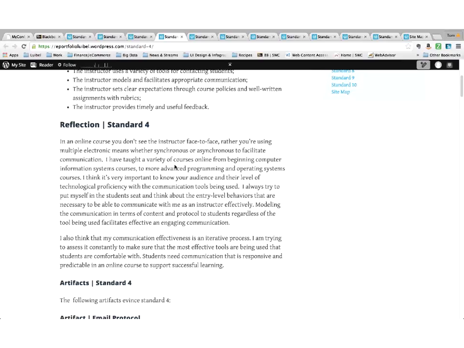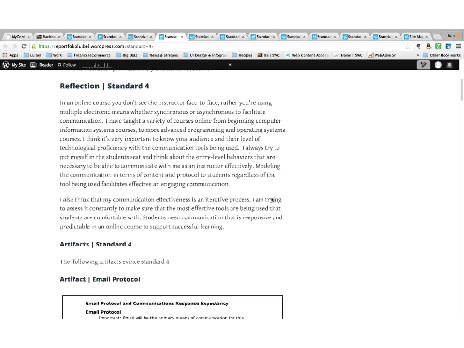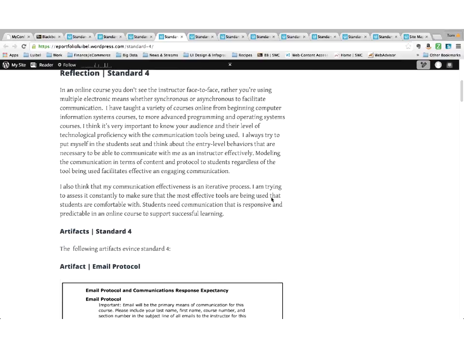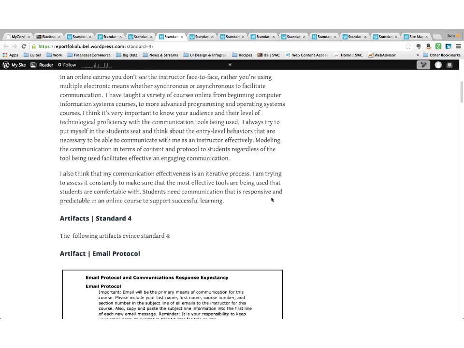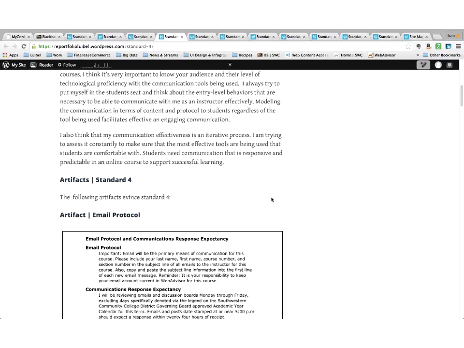In an online course, you don't typically see the instructor face-to-face, so you're using multiple electronic means, whether synchronous or asynchronous, to facilitate communication. I've taught a variety of courses online, from beginning computer information systems to more advanced programming and operating systems courses. So one of the things I think is very important is to know your audience, your students, and their level of technological proficiency with the communication tools being used. I always try to put myself in the student's seat and think about the entry-level behaviors that are necessary to be able to communicate with me as an instructor effectively.